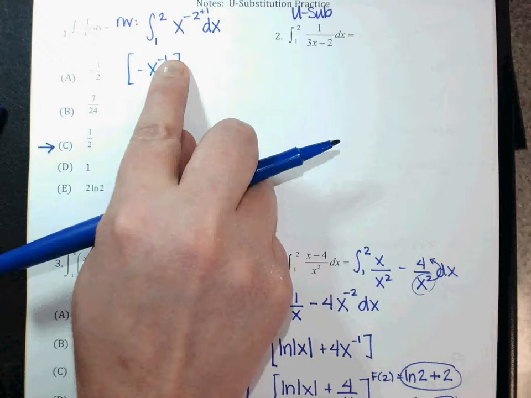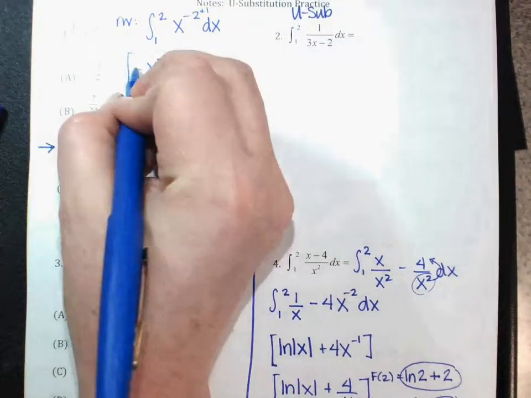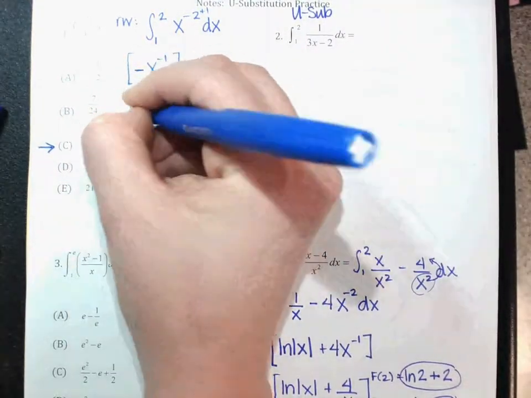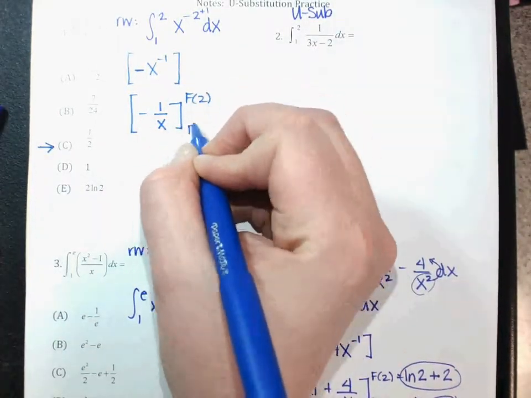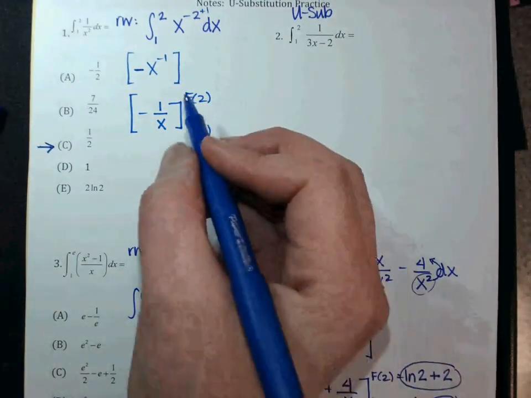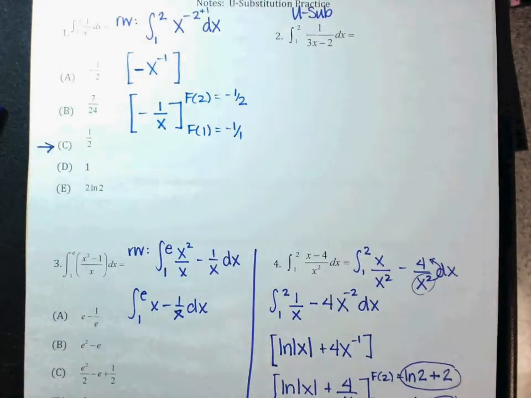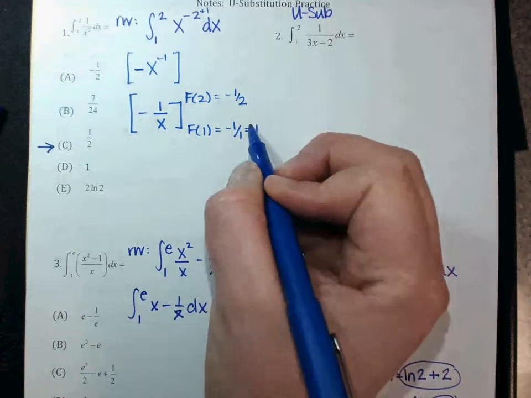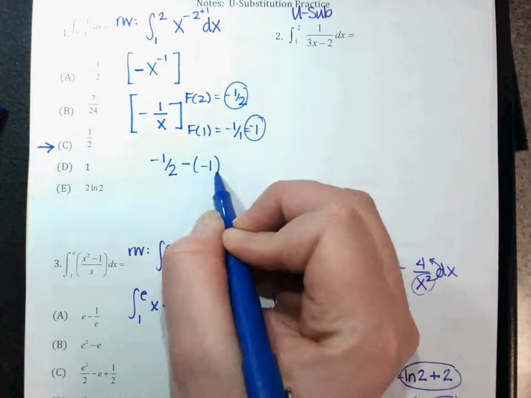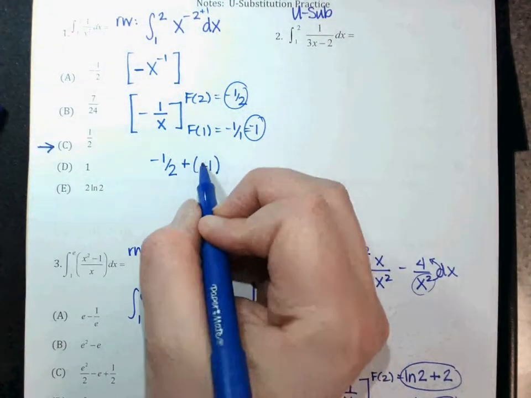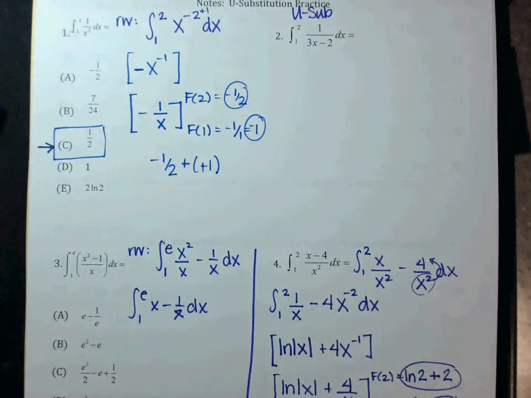You could have put the negative on the inside or the outside, it doesn't matter. If you put your negative on the inside, that is the same as 1 over x. Oh, that's what you were missing. From there, when I plug in 2, I'd have negative 1/2. When I plug in 1, I'd have negative 1 over 1, which is negative 1. When I subtract these, negative 1/2 minus negative 1, the negatives cross out and you get a plus. So if it's negative 1/2 and a positive 1, hopefully you see that that would be the right answer.